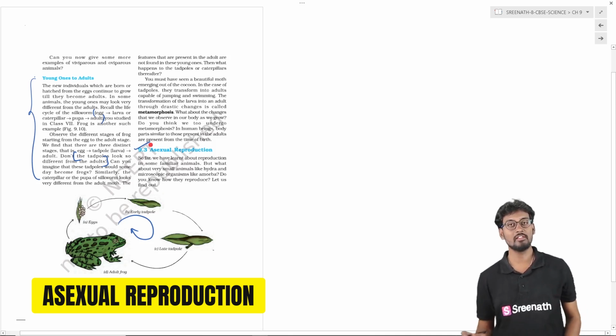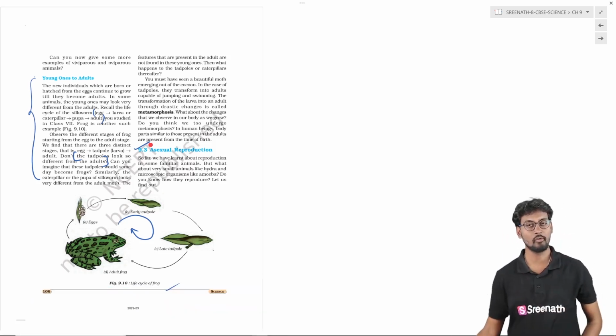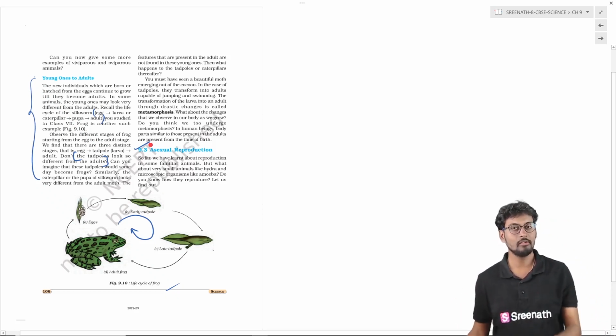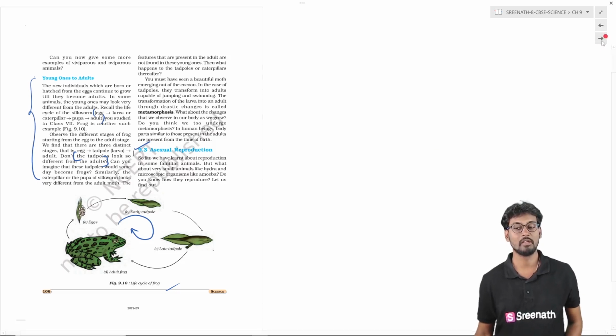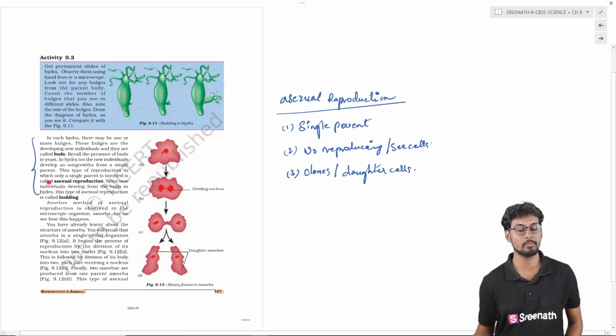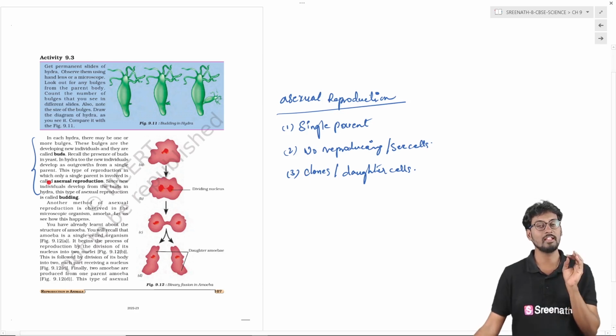Asexual reproduction is a process that normally takes place in lower organisms, especially the amoeba and also hydra. So the organisms belonging to the lower grade are the ones where asexual reproduction takes place. Asexual reproduction is the process involving a single parent. There is no formation of reproductive or sex cells, and daughter cells are formed as a result of this asexual reproduction.